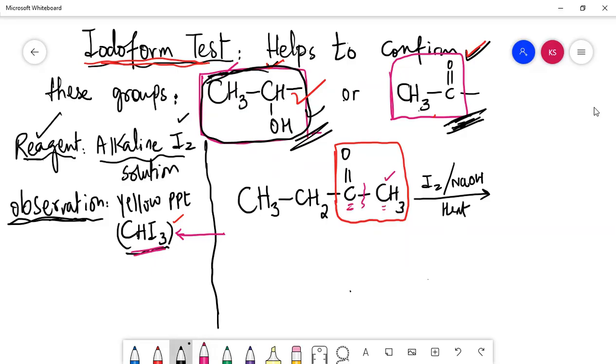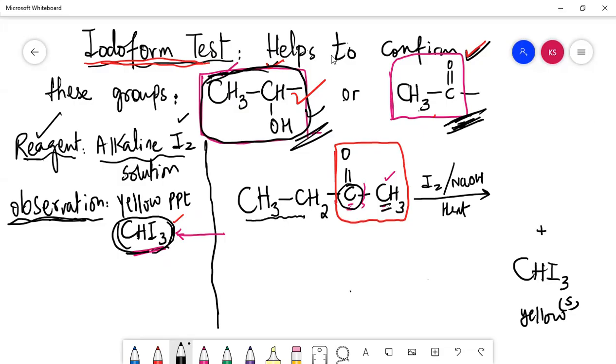So let's write the shorter compound first. CH3 को मैं क्या बनाऊंगा? CHI3, which is solid and makes the yellow PPT. Whereas this carbon here turns to carboxylic acid salt. So this chain will come along with it. So it would be like CH3, CH2, and then this carbon turns to carboxylic acid salt, COONa.